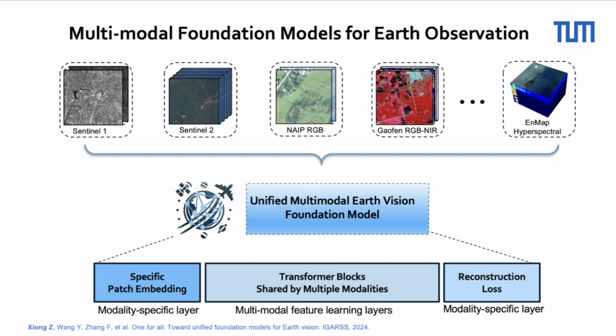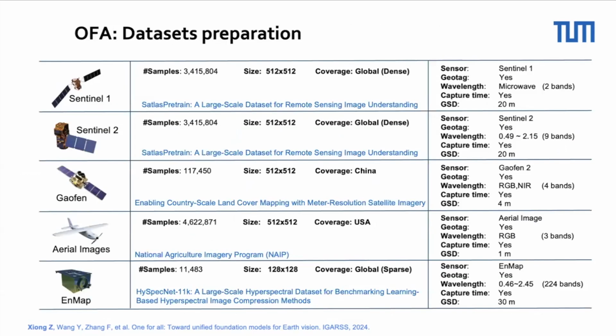So this network is trained using a masked autoencoder. And this is the dataset we're using. It actually includes 5 different data sources, including Sentinel-1, Sentinel-2, Gaofen data, and aerial images from NAIP, and the hyperspectral images from EnMAP. We can see that the wavelengths, spectral bands, and spatial resolutions are quite different from each other, but we would like to put everything together to train a single transformer network.